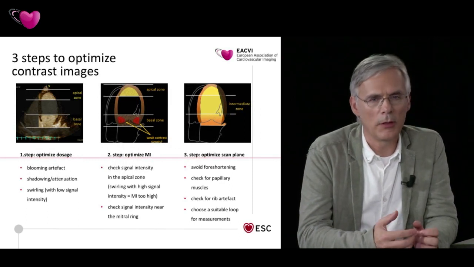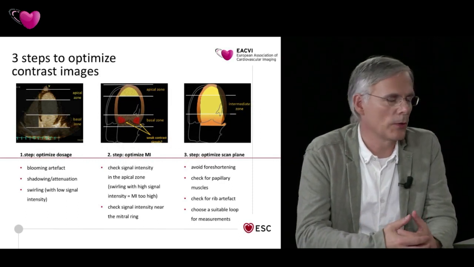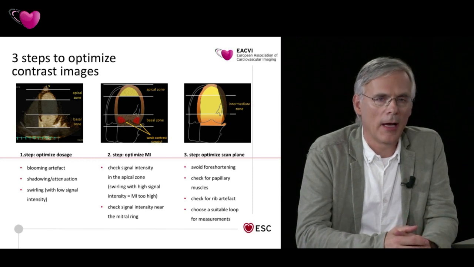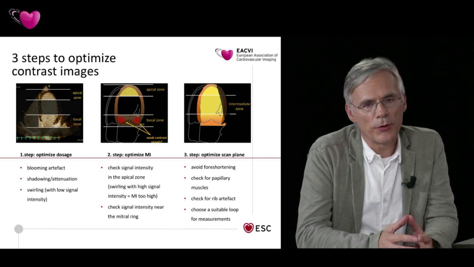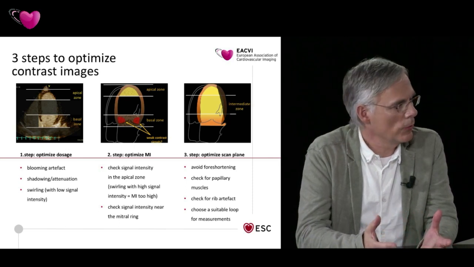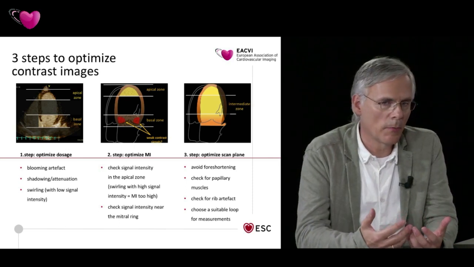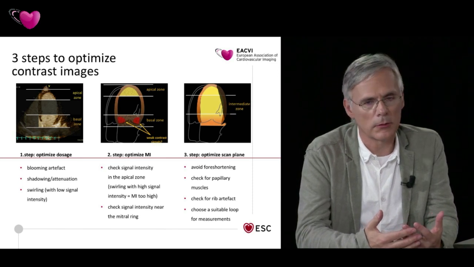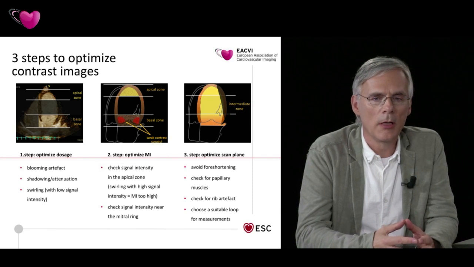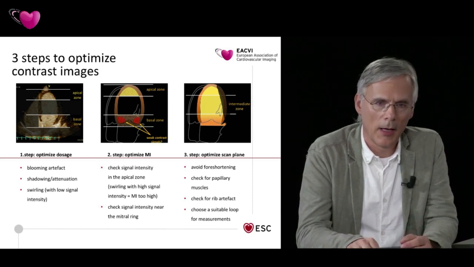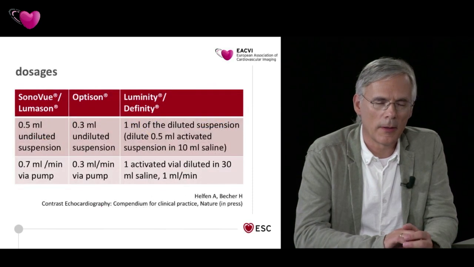So how can we describe the process of optimizing images? I have divided this process into 3 steps. The first step is that we optimize the dose of the contrast, then we optimize the settings of our echo machine, and lastly we optimize the scan plane. First of all, the dosage.